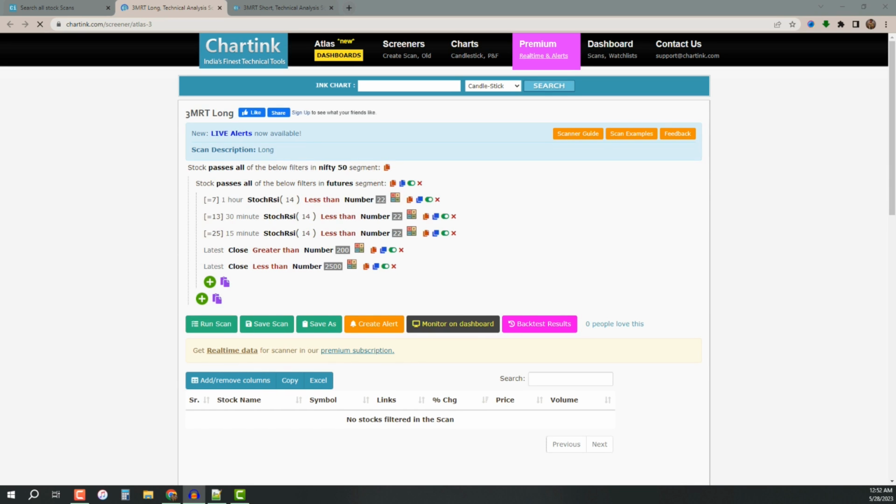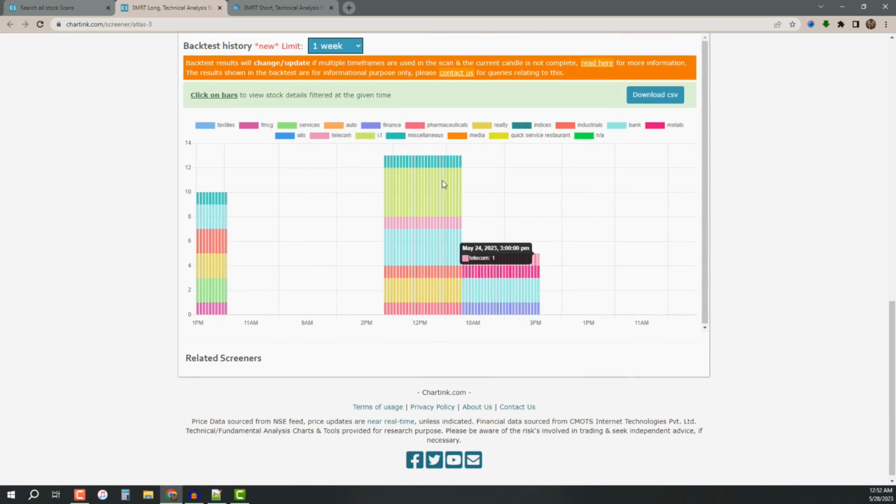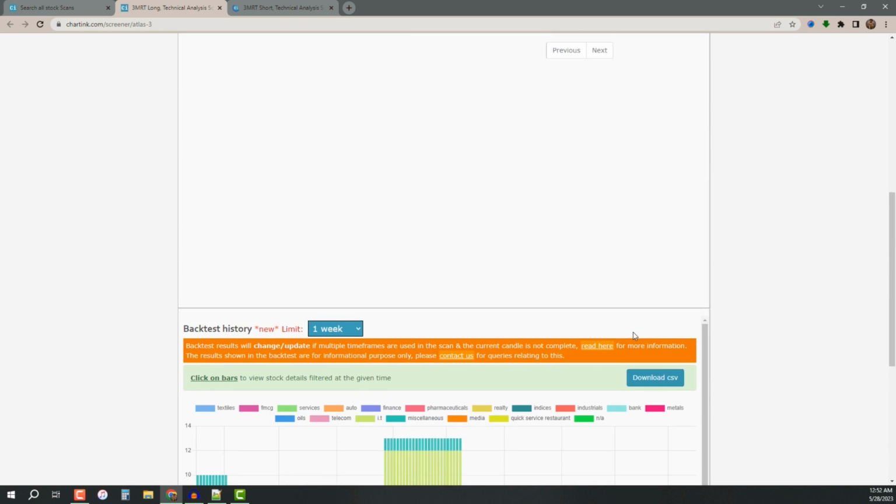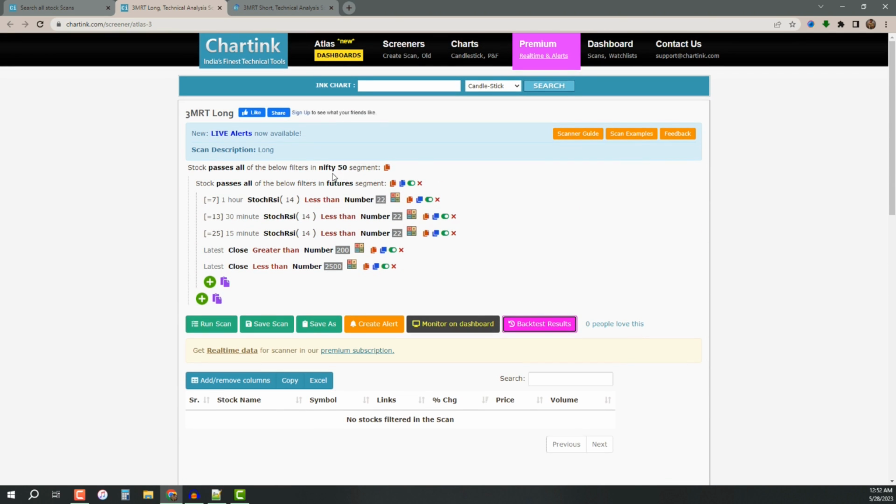This list will be updated at end of the day daily. You have a list of old results for backtesting which you can use for checking the reliability of the strategy. Here, I have used filters to check Nifty stocks which are in oversold condition in 1 hour, 30 minutes and 15 minutes time frame simultaneously.